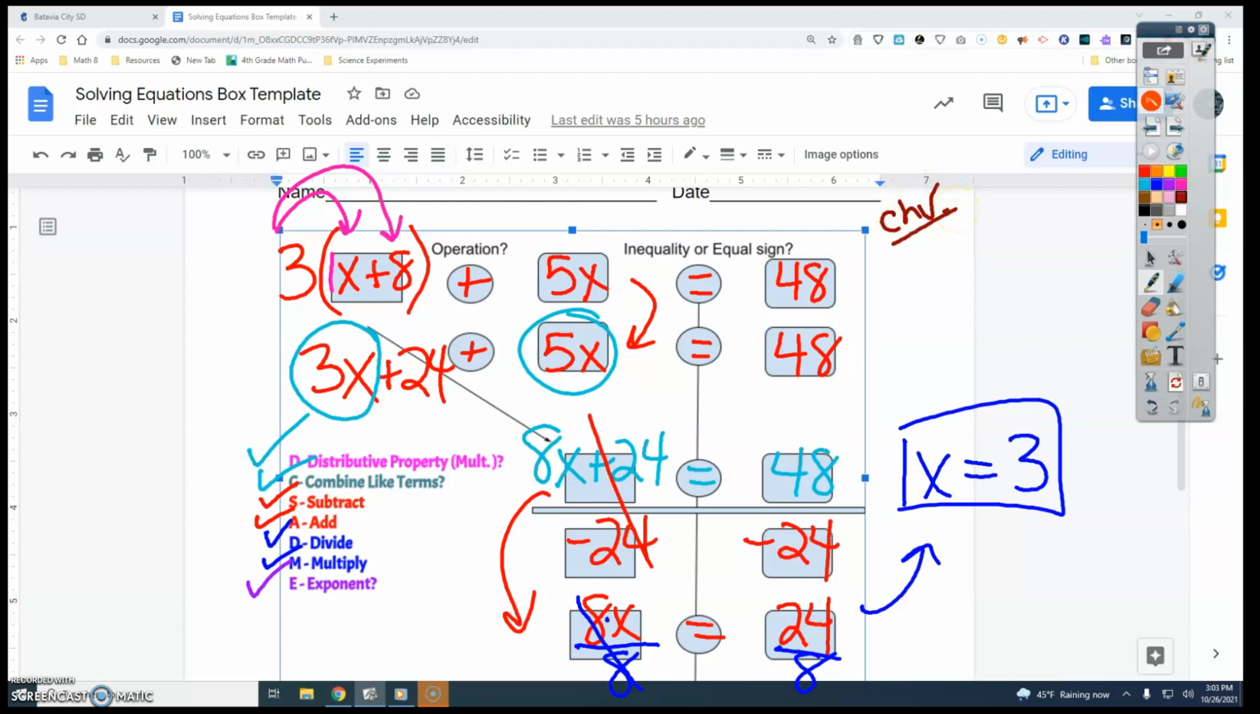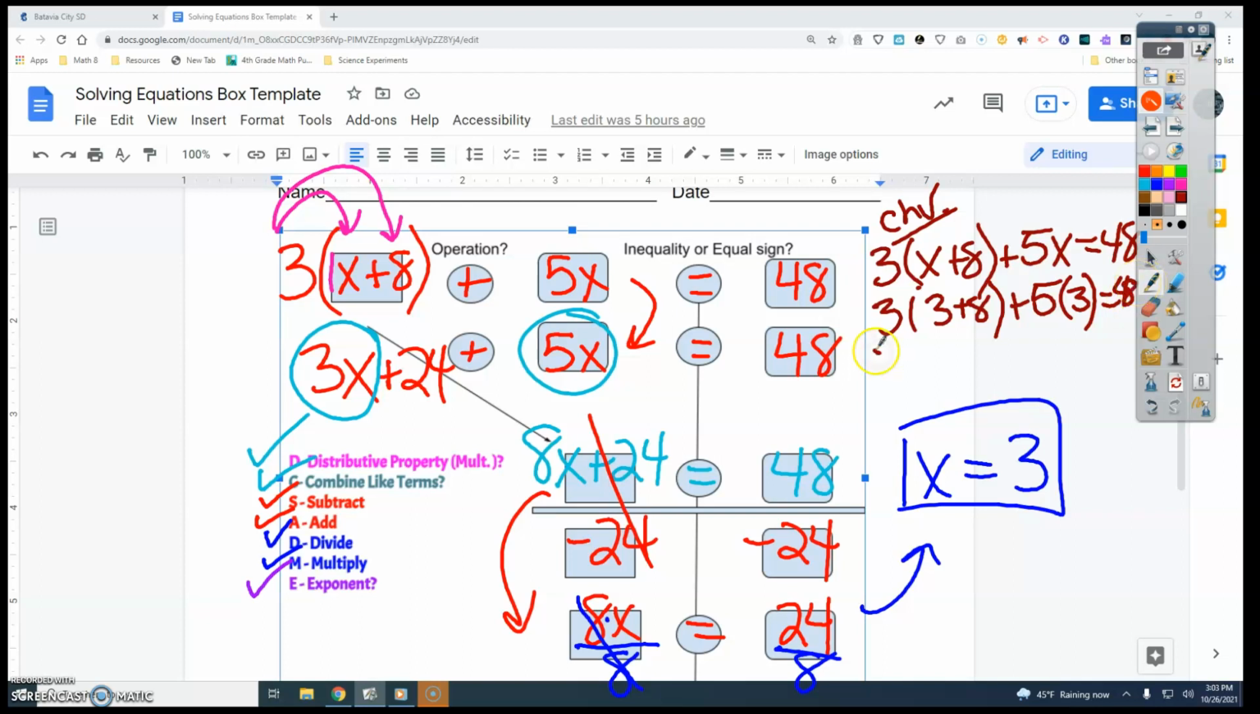If we write our original equation of 3 times x plus 8 plus 5x equals 48, and we now know our unknown, which is our variable x. X is 3. So 3 times 3 plus 8 plus 5 times 3 should equal 48. And we got 48 in there. So we're going to do what's in parentheses first. That's 3 times 11. 5 times 3 is 15. And that's 48. So if we go through and check this, 33 plus 15 should be 48 equals 48. Okay, so that's a quick check.